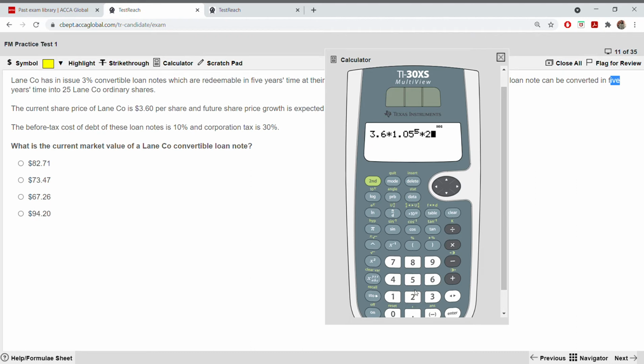This is the formula, by the way. You don't have to write the formula anywhere, but you have to know it. This is the reason why you have to memorize the formula. Otherwise it will be very hard to work out. There is no guessing. Now you need to discount this at what rate? 10%. They have given you the before tax cost of debt.